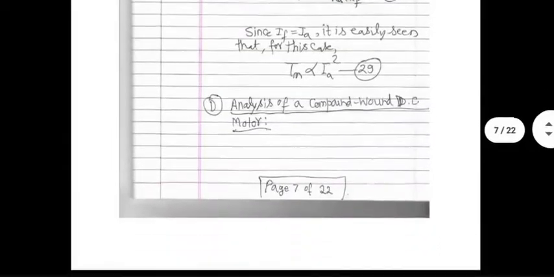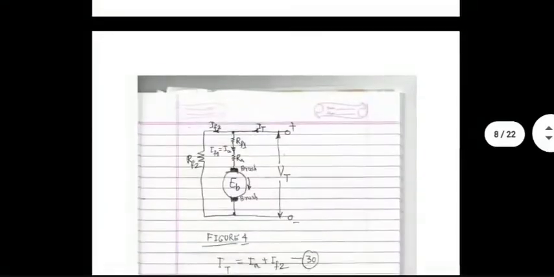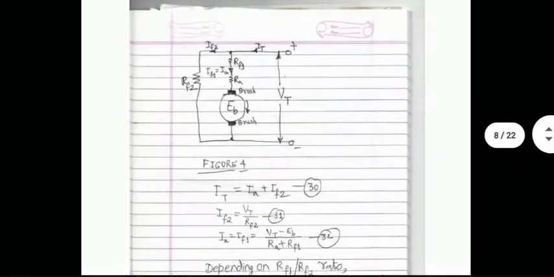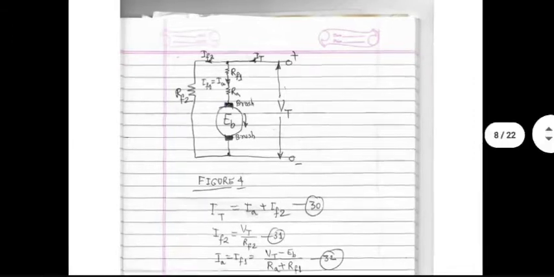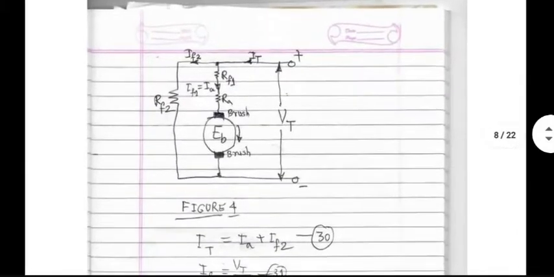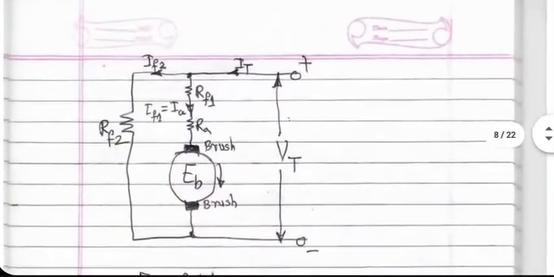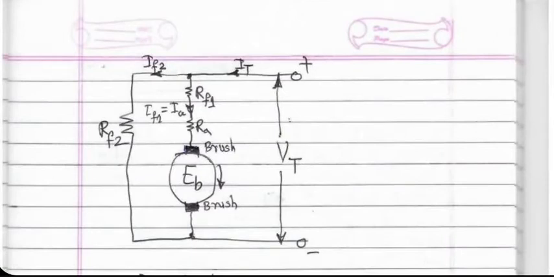Now, compound winding is a mixture of shunt winding and series winding. Analysis can be done. I've tried it, but generally it is better to do the equations using common sense rather than trying to memorize equations. Here I have broken up the field winding into two components, RF1 and RF2. RF1 is in series with the armature winding, and RF2 is in parallel with the armature.